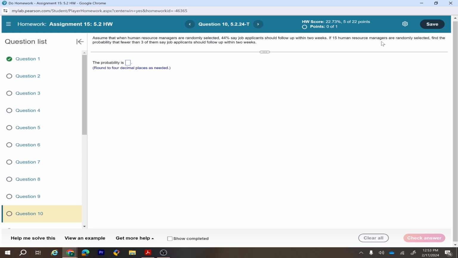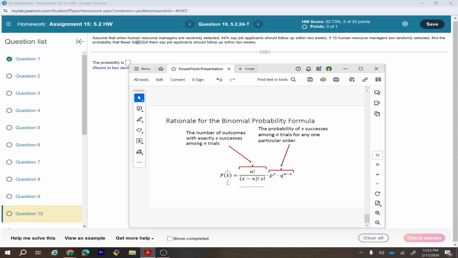If 15 human resource managers are randomly selected, find the probability that fewer than 3. This is not exactly 3 this time. This is fewer than 3. That means you need to calculate the very same thing, but when x is 0, x is 1, x is 2. Fewer than 3 means either it's 0, 1 or 2. So you need to use the very same formula 3 times and add these values.